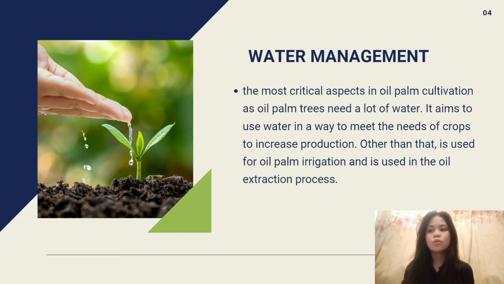Water management is one of the most critical aspects in oil palm cultivation, as oil palm trees need a lot of water. Agricultural water management aims to use water in a way to meet the needs of crops to increase production. Water is also used for oil palm irrigation and is used in the oil extraction process.